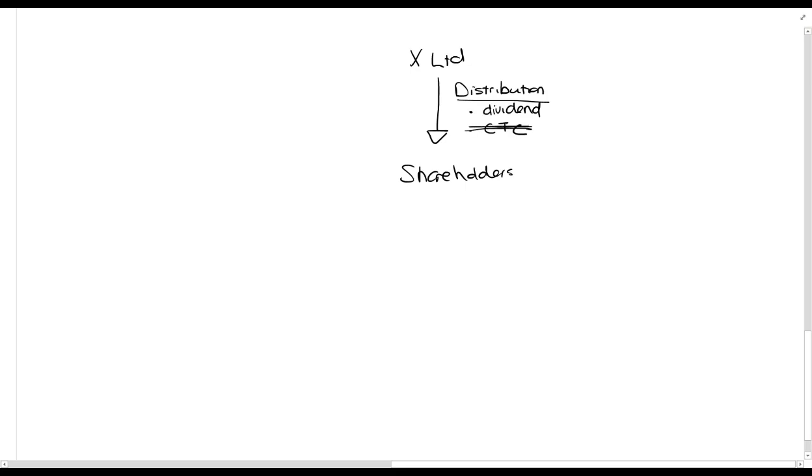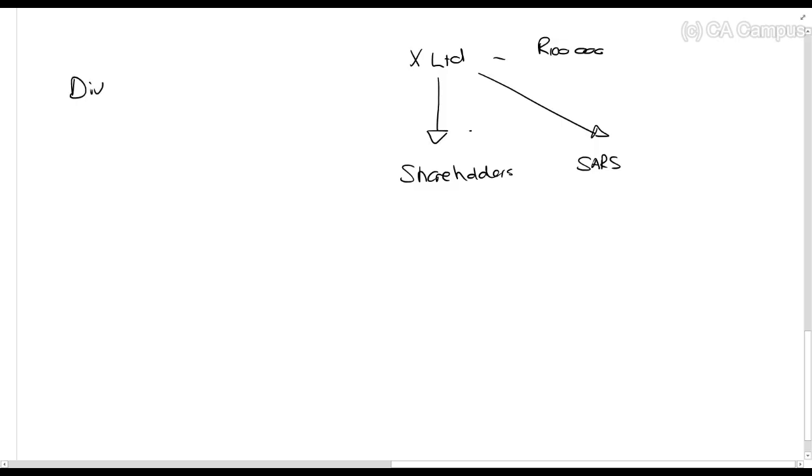Okay, so dividend. X Limited pays a dividend of 100,000 rands to its shareholders. Now, how that's going to work is as follows. X Limited will pay both the shareholders and SARS. Dividends tax is calculated at 20% of the amount. So 20%, 20,000. X Limited will pay 20,000 rands to SARS, and it will pay the remaining 80,000 rands to the shareholders. So X Limited is withholding the amount of tax to pay it across to SARS.